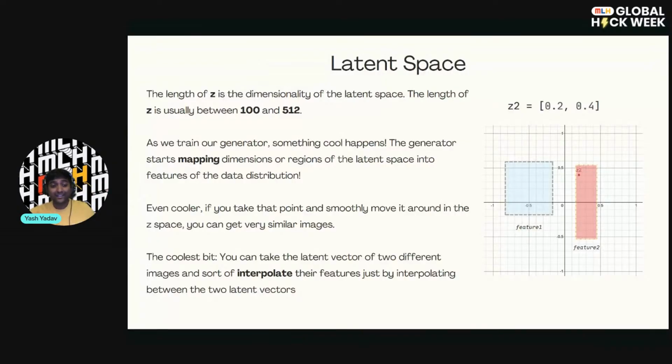So if we figure that out and we take Z and move it along the y-axis very smoothly, what happens is we get a bunch of very similar images, because we are moving it very smoothly, and we're getting a bunch of very smooth, very similar images where the nose of the cat particularly is getting bigger and bigger and bigger if we move it along the y direction. So you can pick Z and you can move it smoothly, and that will interpolate between different features and different regions within the latent space.